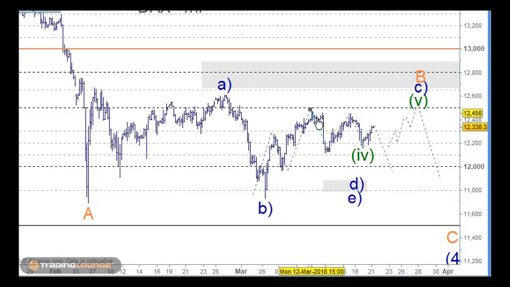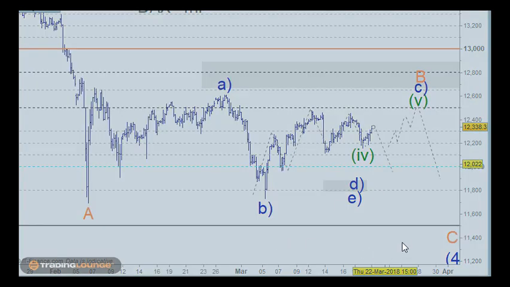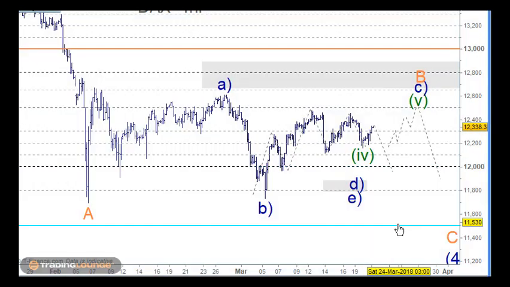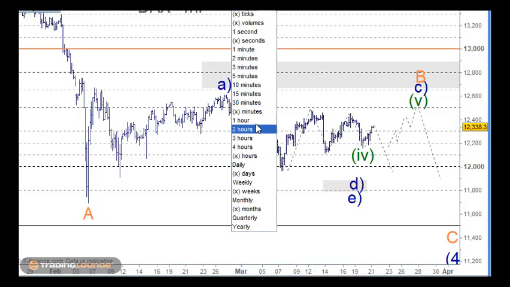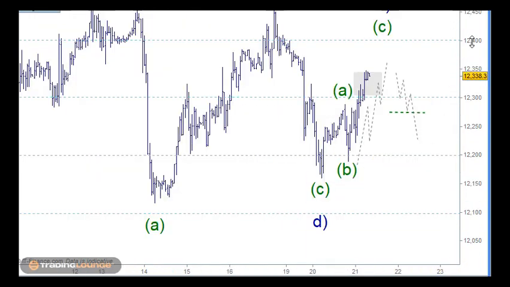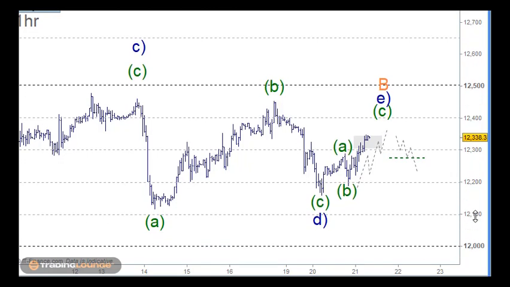So 1 and 2 and 3, A, B, C for 4 and up for 5 here. So that's a real possibility, okay? So what this means is that we need to look for a place to go short. Because if this first count is right here and we're coming down, then let's just go into, say, a 1 hour chart here. So I've got this here as the original count just on the 1 hour chart here, and we're looking for an A and a B and a C into this box here.